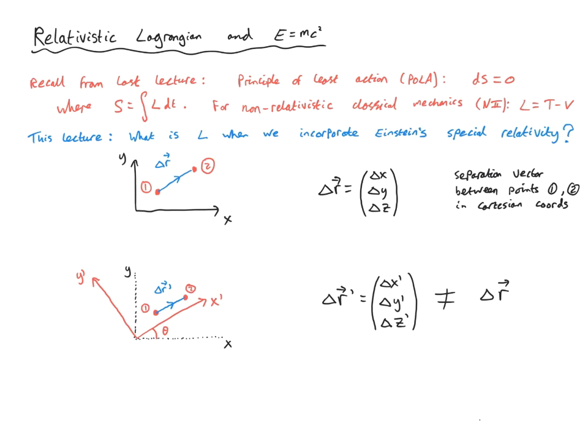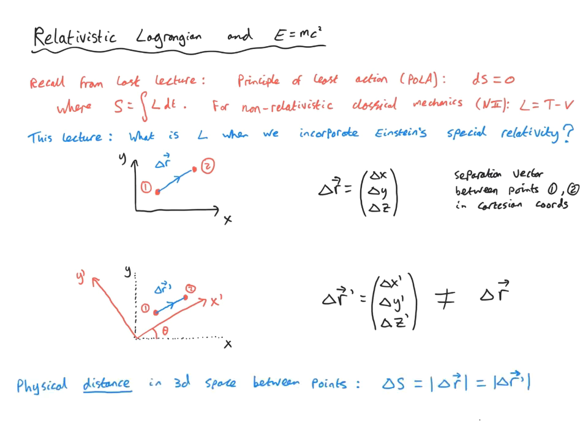Now there is, however, a combination of these numbers that is independent of our choice of axes. And you can guess what it is. It's, of course, the distance between points 1 and 2. There is a physical separation between those points that does not depend on how we position our x, y, and z axes. So how is the distance between these 2 points related to delta x, delta y, and delta z, or for that matter, delta x primed, delta y primed, and delta z primed? Well, we use Pythagoras' theorem.